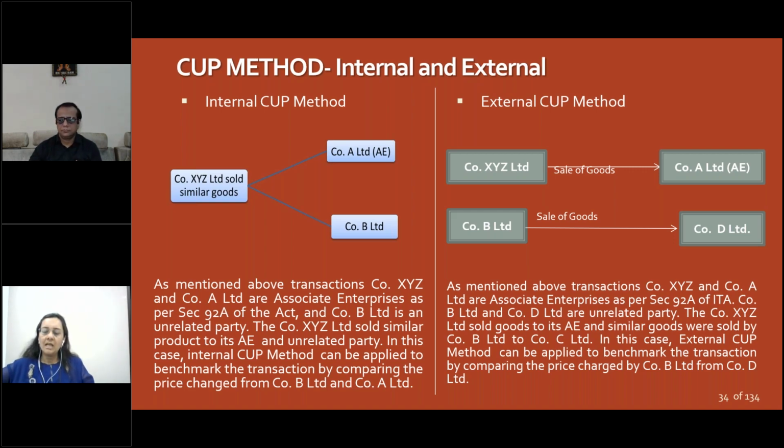What is the external CUP? External CUP, in theory, is looking very good on the slide, but it's very difficult to get in actuality, because XYZ who transacts with its AE for sale of goods, they have the price. But who will know how much B Limited transacts with D Limited? If you did have such a transaction and you did have such a value available, then yes, you could apply an external CUP. This usually happens in cases where you have maybe an overseas AE who's transacting with a third party. In that case, maybe you'll be able to get an external CUP.